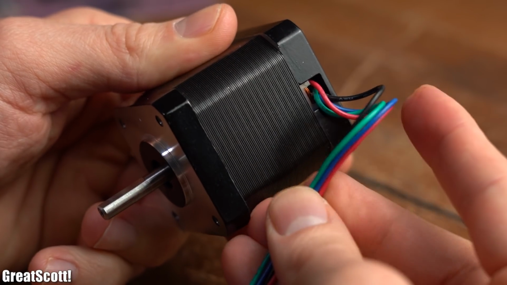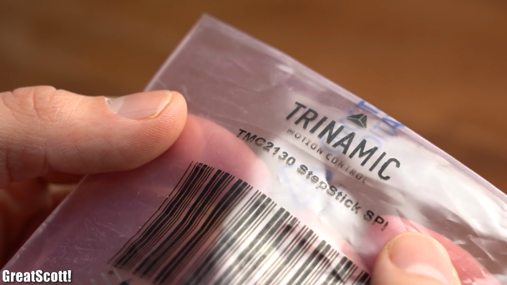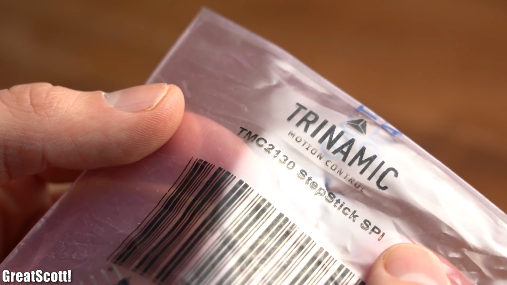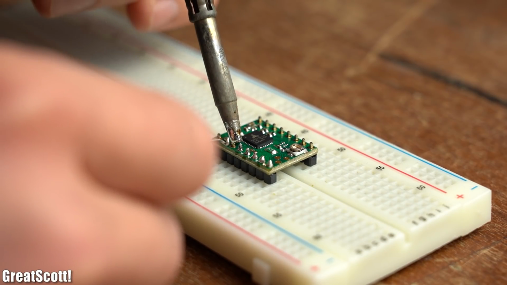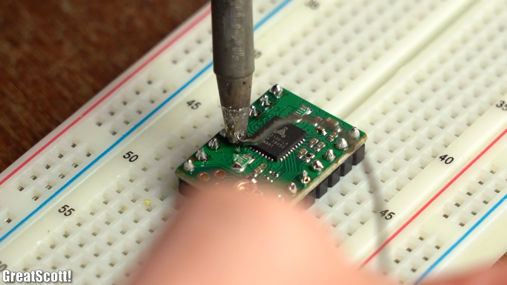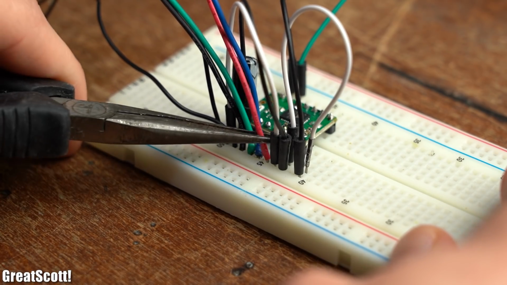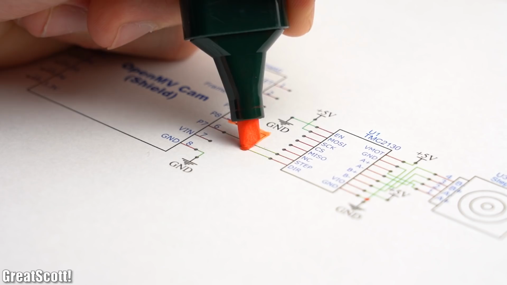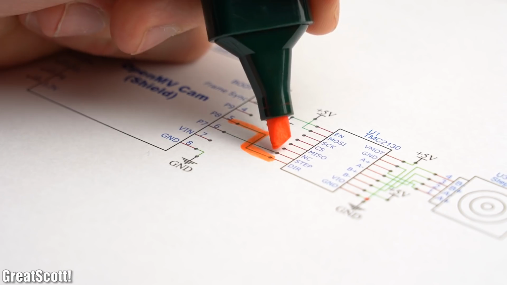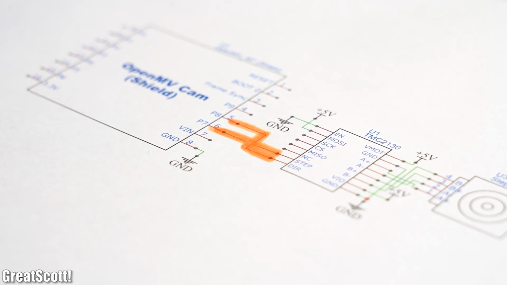I'm using this NEMA 17 stepper motor in combination with a TMC2130 stepper motor driver. So I added male headers to the driver PCB, shorted the SPI solder pads, and hooked up the power and motor wires to the board according to this simple schematic. In the schematic, you can also see that the driver board is directly connected to the camera module.